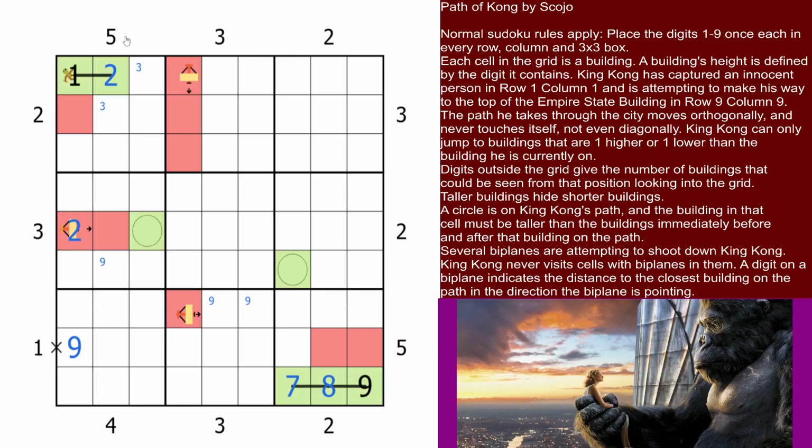But this is again 5. So 1, 2, 3, 4. So 9 has to be somewhere here between these two in this column, because at least 4 should be visible here. So 9 has to be minimum here, and 5 should be visible here. So 9 has to be at least here. So only these two are 9, and that means 9 is here, right? Just by Sudoku.